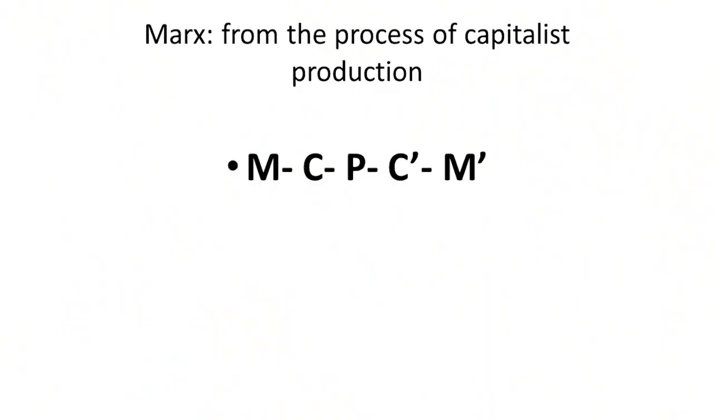So I start with M, and I can buy my factory, my raw materials, seed commodities, and you. Your human labour power is part of that commodity. Then I can put everything into production, and surprise, surprise, I end up with a value of commodities, a completely different commodity than I had before, a new product.